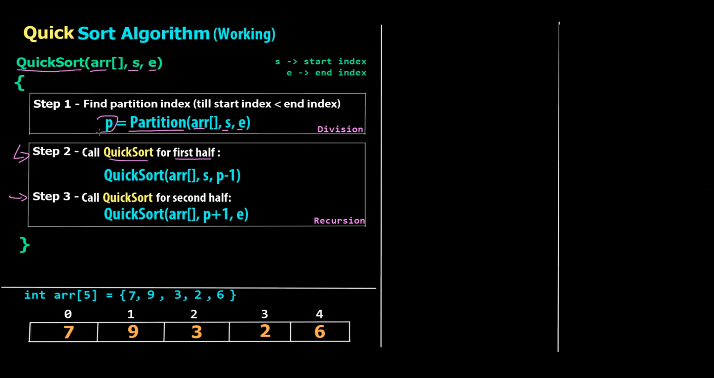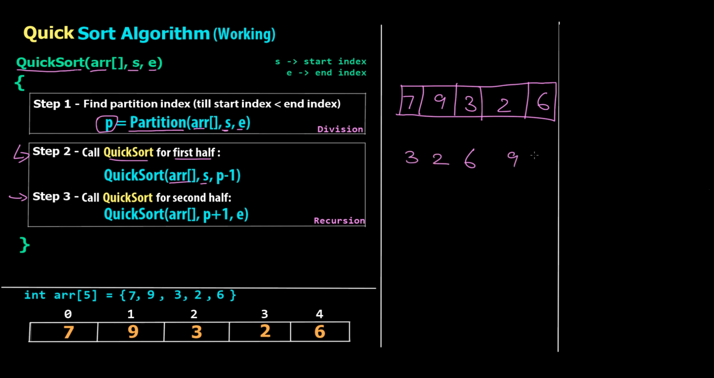Now we just found out P, which is the partition point. Then we will say QuickSort of array, with start index as S only, but the end index we will pass as P minus 1, because we just found out the pivot point, right? So again, taking the example of the 5 element array with the same example 7, 9, 3, 2, 6. After the first time we were having 6 in the end, we were having 3, 2, 9, 7, something like this. This is just for representation. And now when we are calculating P, we will get something like this point, right?